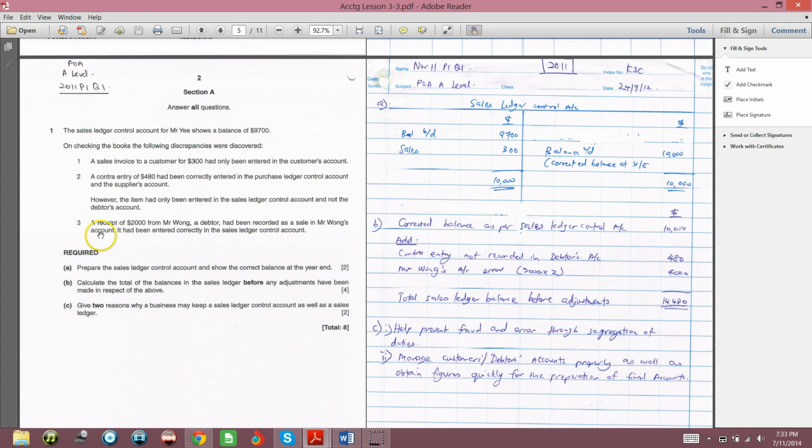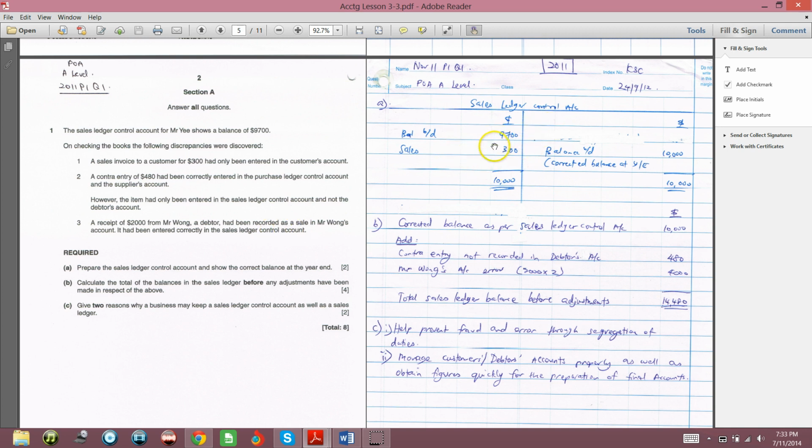Then number 3: a receipt of 2,000 from Mr. Wong, a debtor, has been recorded as a sale in Mr. Wong's account. It has been entered correctly in the sales ledger control account. So for number 2 and number 3, I don't need to correct the sales ledger control account.